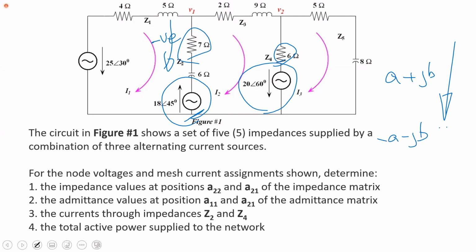However, because you're looking at the conjugate, it will be minus A plus JB. So that's the current that you would multiply your source by. For this one, it would be 20 at angle 60, times the conjugate of the current going through there. And over here, it's the conjugate of the negative of I1 times the 25, okay?